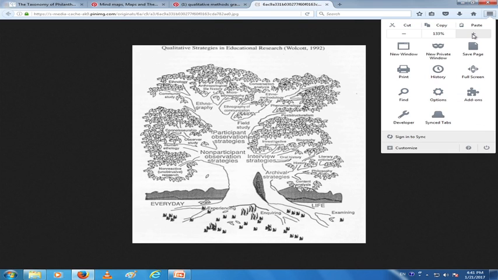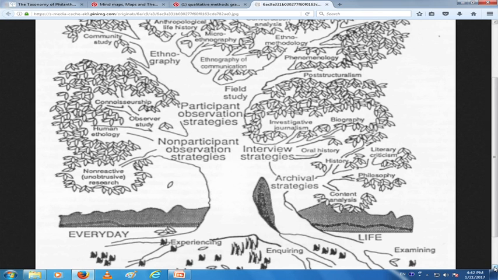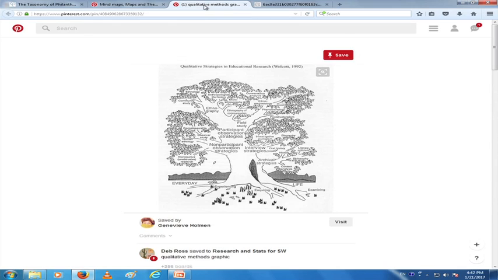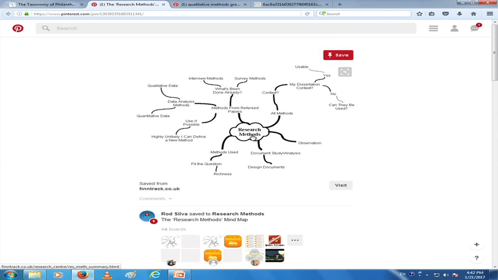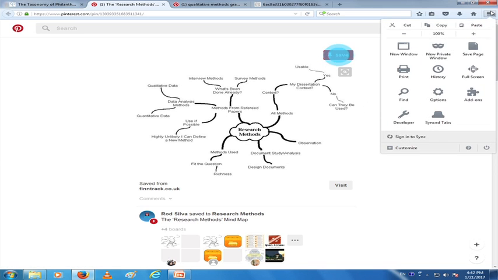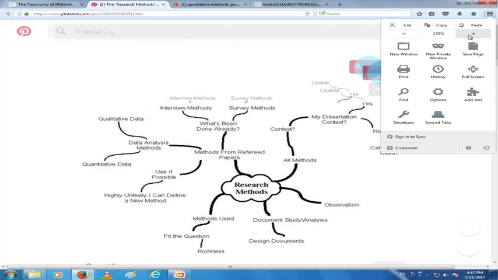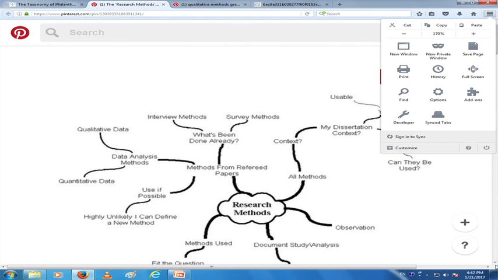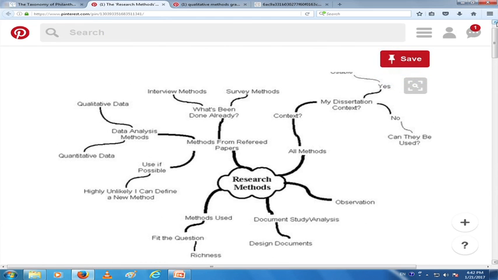Qualitative strategies in educational research. So this is one mental map. This is the other one, the research methods mental map. This is simpler. I'll just increase the size of the page. Yeah. Okay, so this is an example of what a mental map looks like.